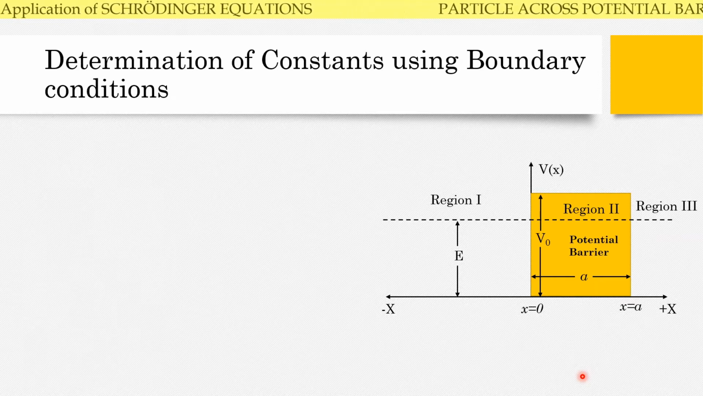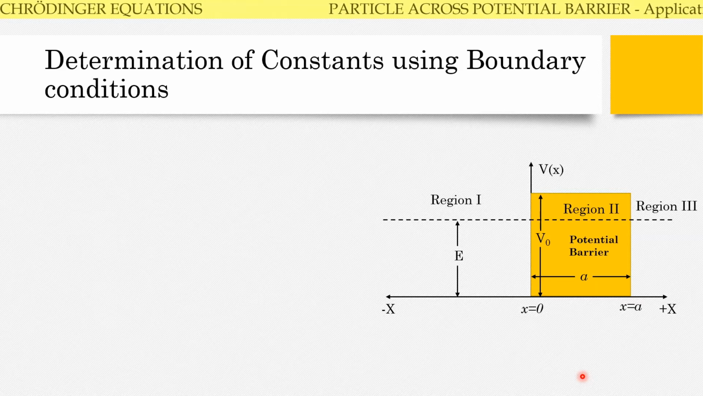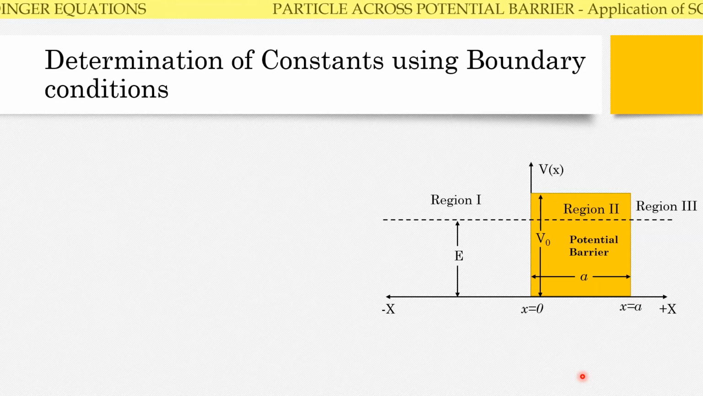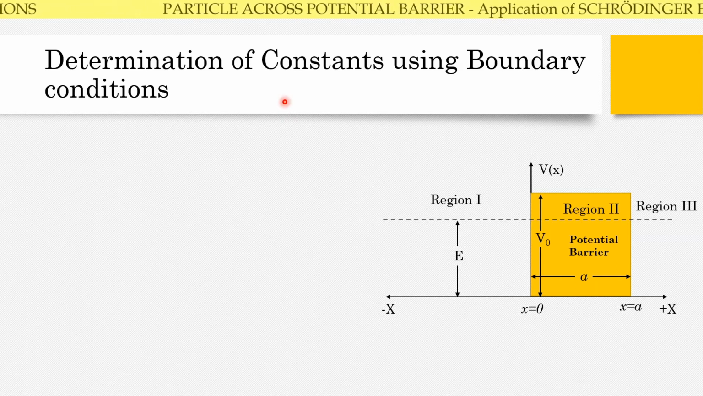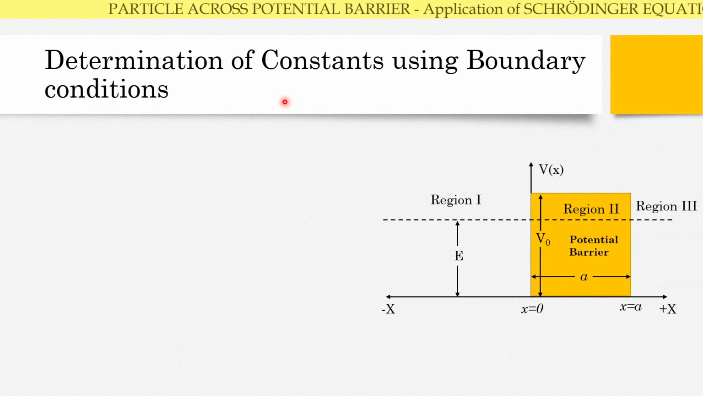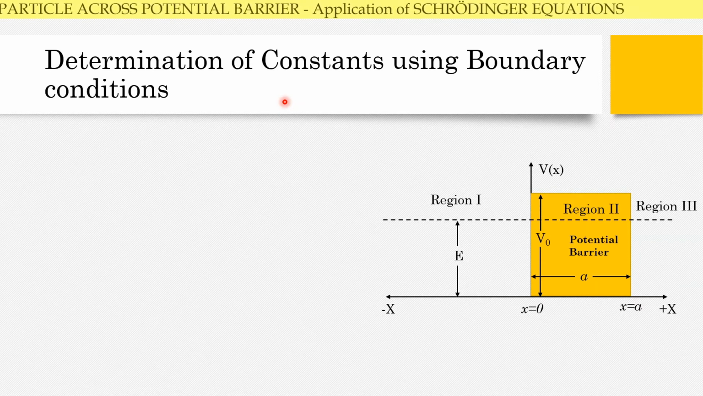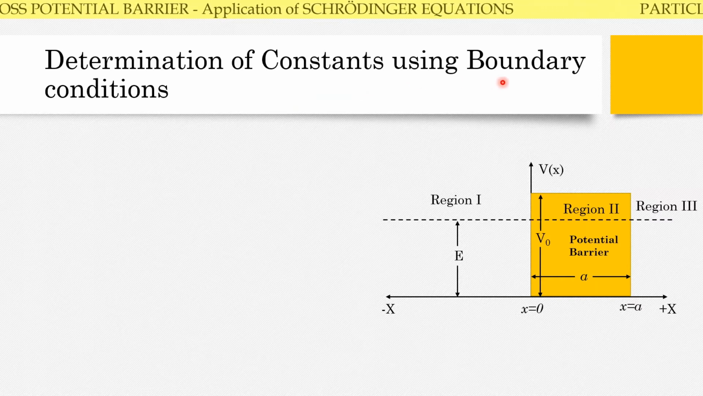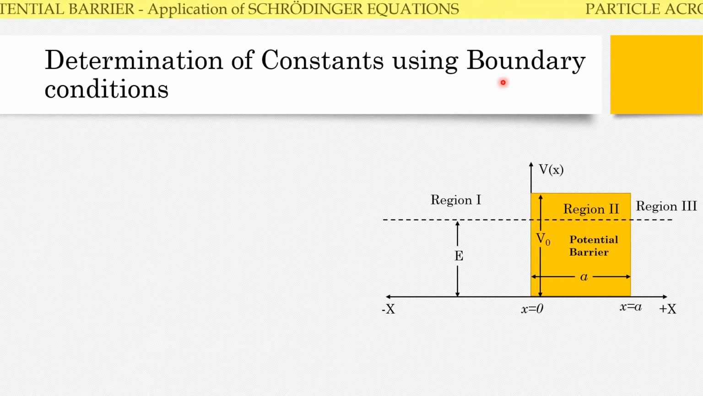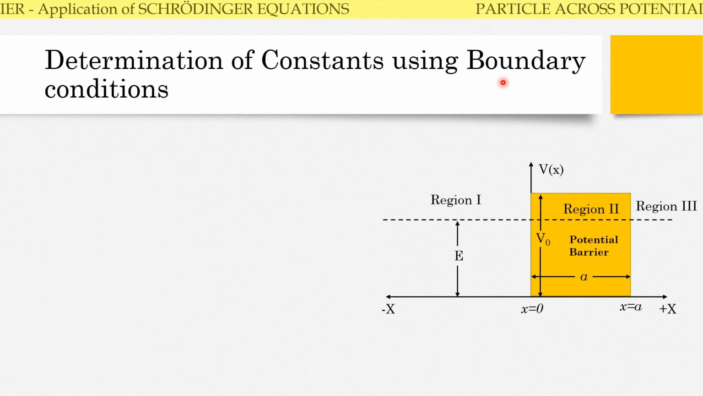Now it is the turn to calculate the constants which were involved in the solution. You can also remember that in the previous problems, in the potential box and potential step, we determined the constants making use of the boundary conditions. The boundary conditions apply on the wave function. So let us see what the boundary conditions are.